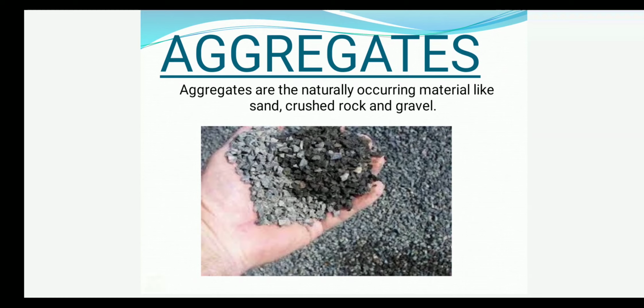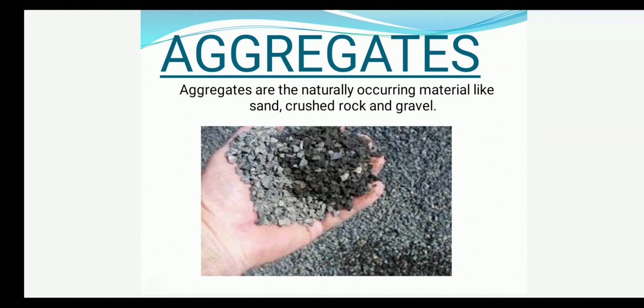Aggregates are classified as fine aggregate and coarse aggregate. Fine aggregates are the aggregates which pass through the IS sieve, that is Indian Standard sieve, of 4.75 mm and are retained on IS sieve number 5. Such aggregates are known as fine aggregates. For example, natural sand, surki, etc.